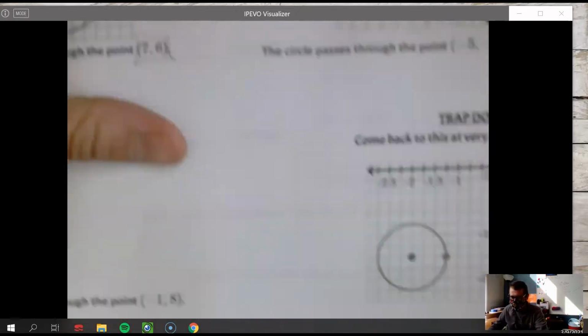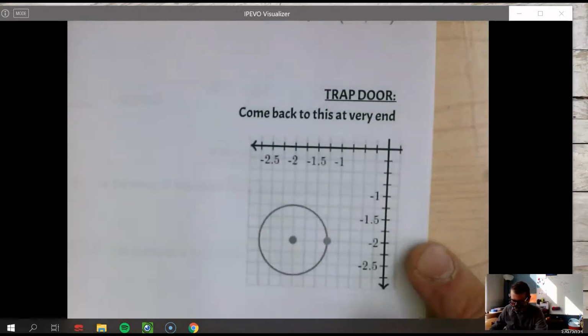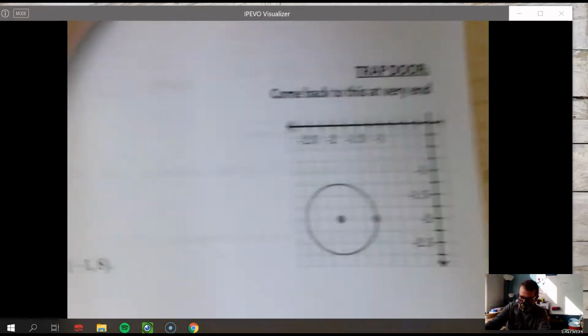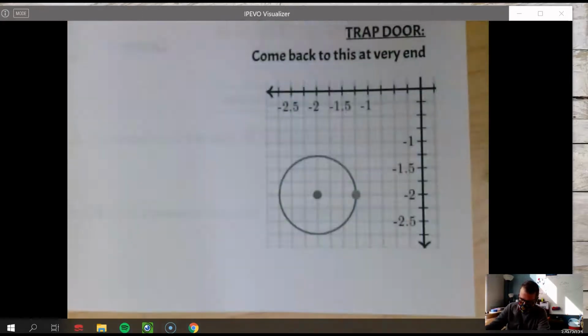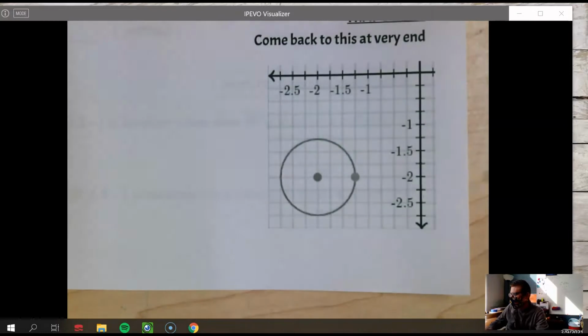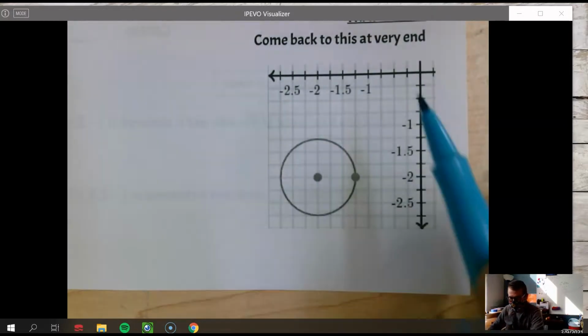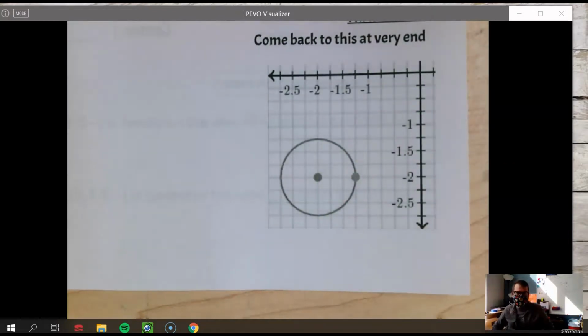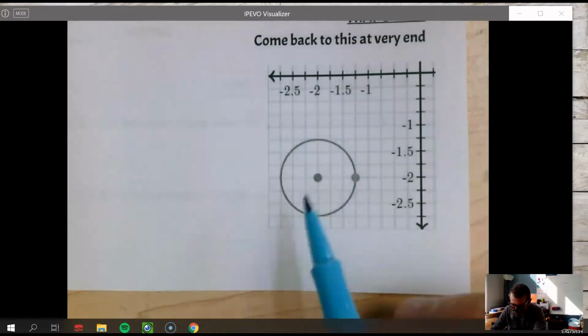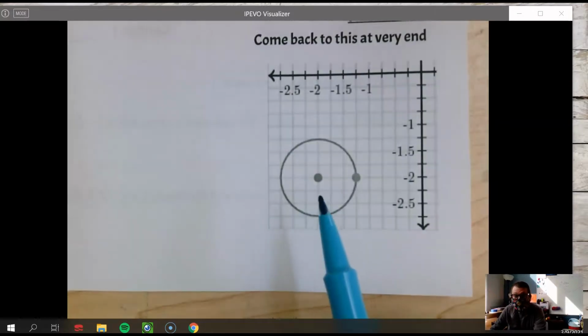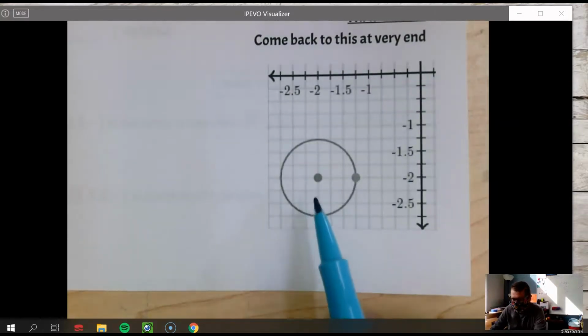Why is the one on the front door a trap door, Alina? Well, I mean, I don't know. You tell me why I think this is a trap. What is the equation? Well, I guess if we discuss the equation, we can maybe figure out why this is a trap door. Where are we at? Where's our circle centered?